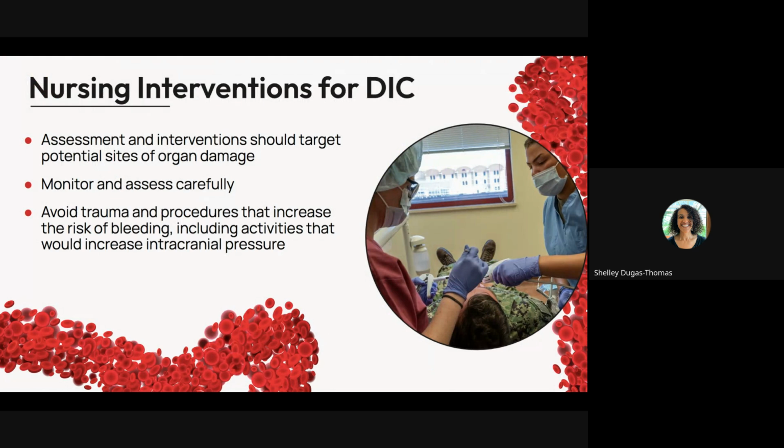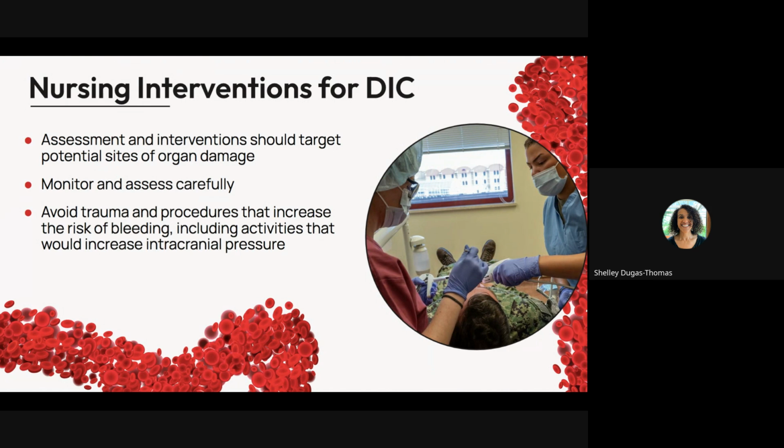Nurses care for patients at risk for DIC. You want to make sure that you're doing an assessment identifying high risk patients that are going through trauma, sepsis, or hemorrhage, monitoring for thrombosis and bleeding, tracking trends in the lab values, especially with platelets, fibrinogen, PT, APTT, and D dimers.